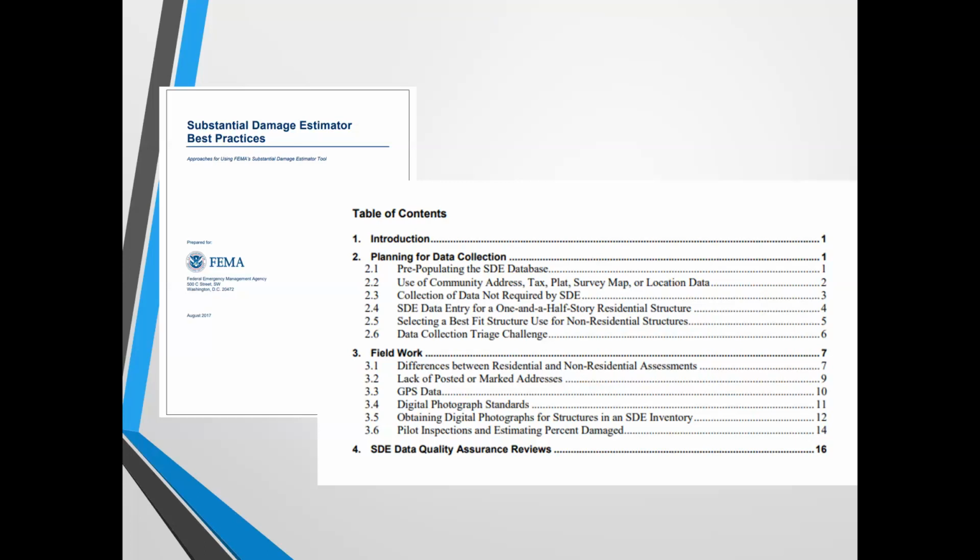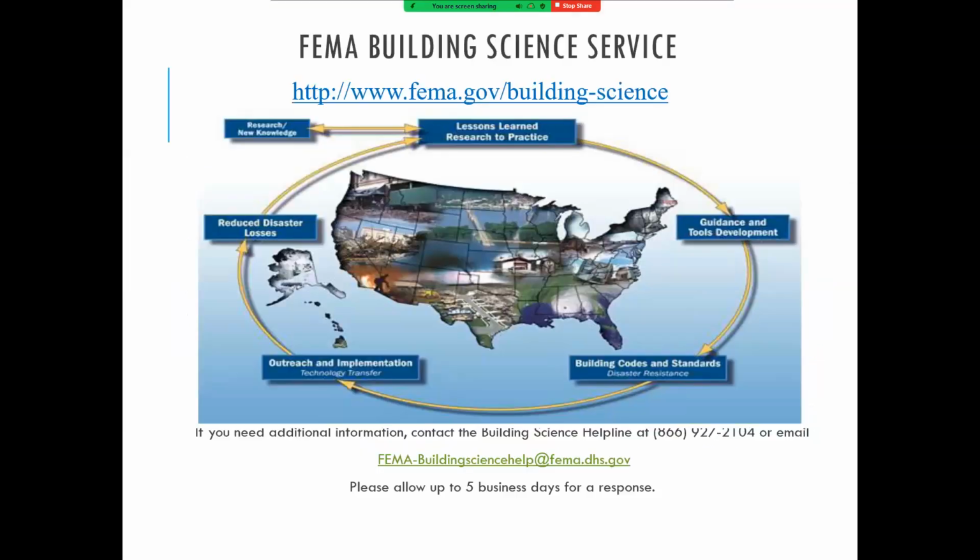Pre-populating the data, collection of data. The user manual goes into what to look for as far as evaluating the different elements of a structure, how to use photos and not have sizes too large so you might bog down your software, and that kind of thing. So it's just a quick 16-page document that also supplements that.